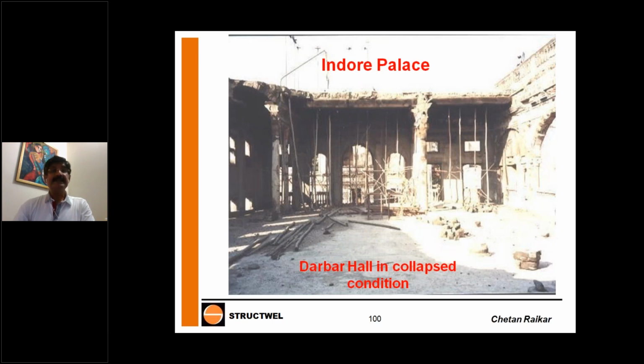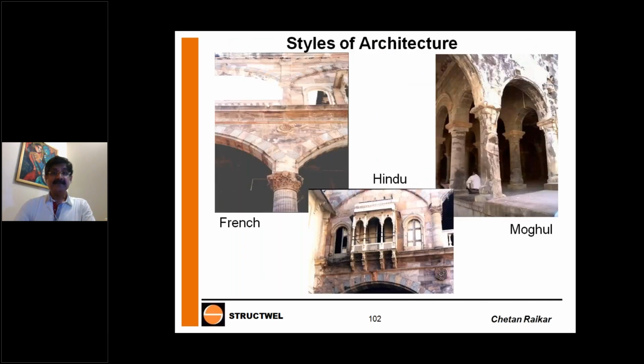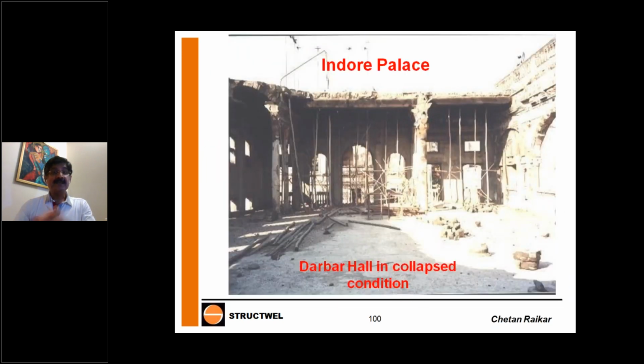Devastated by the fire of 1984. In 1984, after the assassination of Madam Indira Gandhi, there were riots against the Sikh community, and there was a shop of a Sardar just abutting Rajwada. The shop was set on fire. It engulfed Rajwada also, which was constructed in wood and stone. And this is how the Darbar Hall looked.